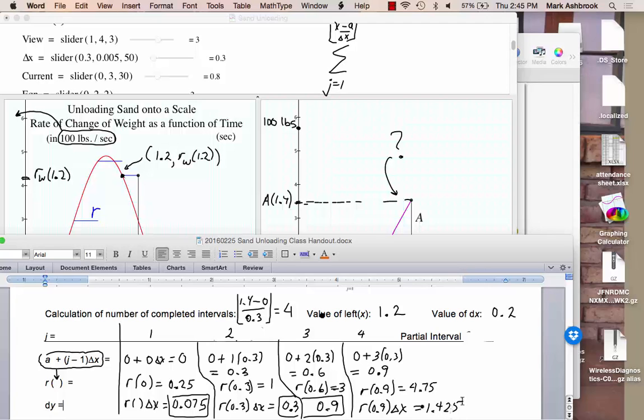So what did we just do? We found the bits of accumulation for the 4 completed intervals, the way that the formula did it. We're not done. We're not done. Let's show that we get about 3.5, okay?